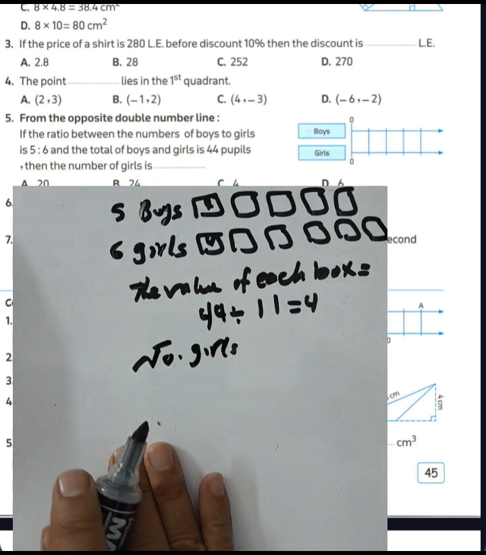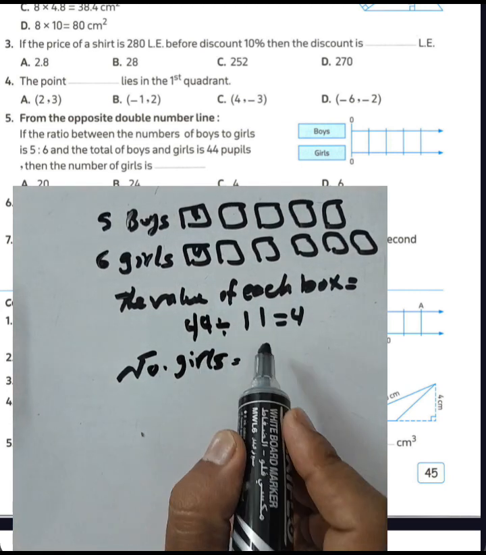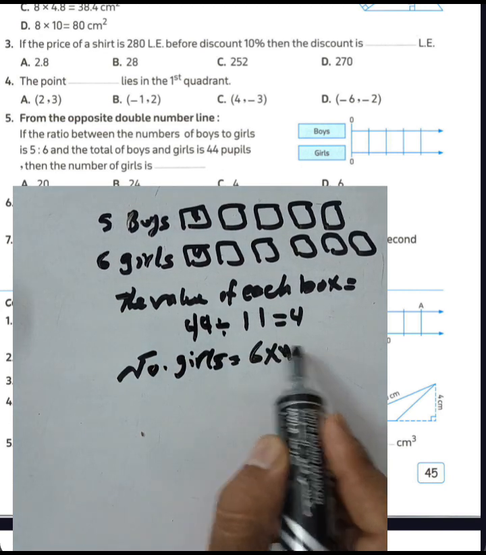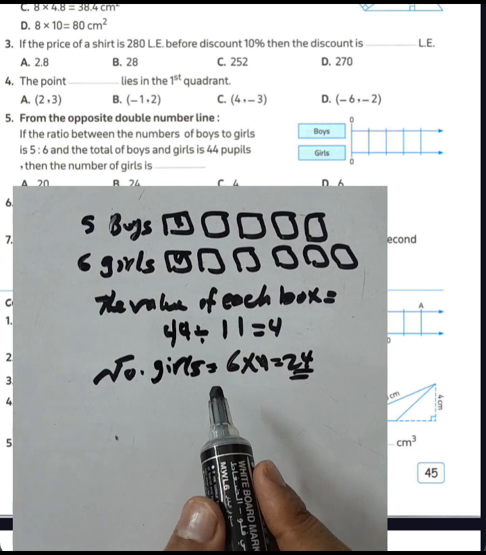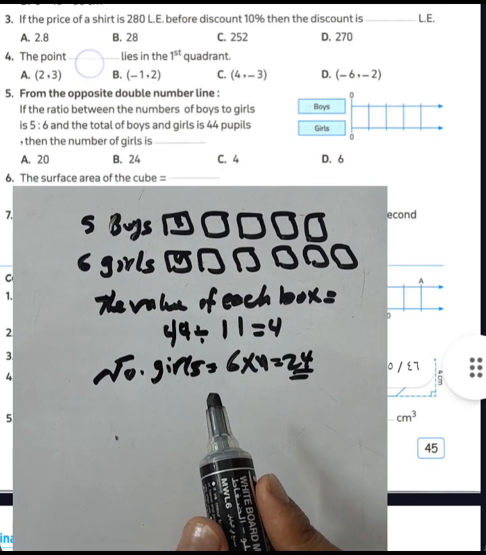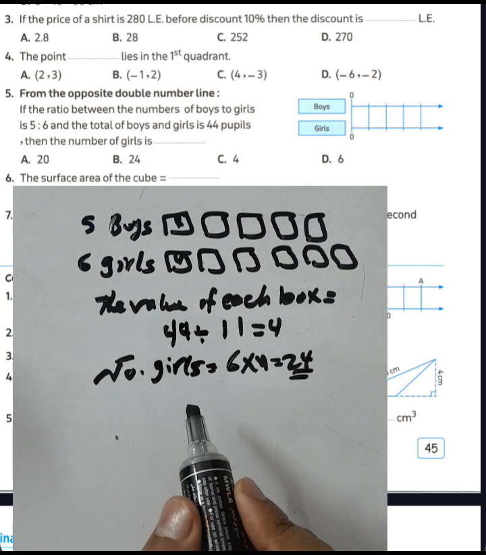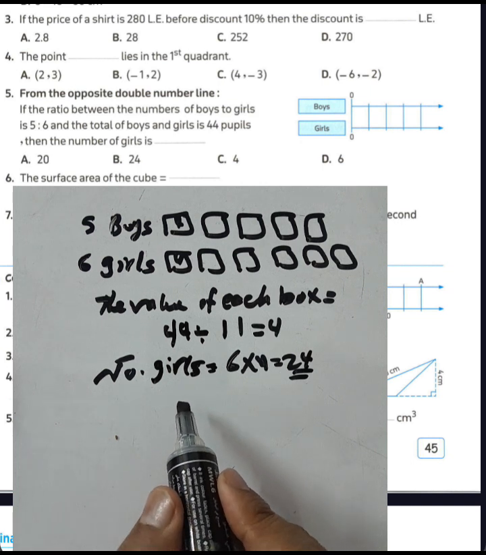Then we want to find the number of girls. The number of girls will be what? 6 times 4 equals 24. The number of girls will be 24 girls. Then the number of girls will be 24. Okay, understood this example? You must choose letter B for this example.